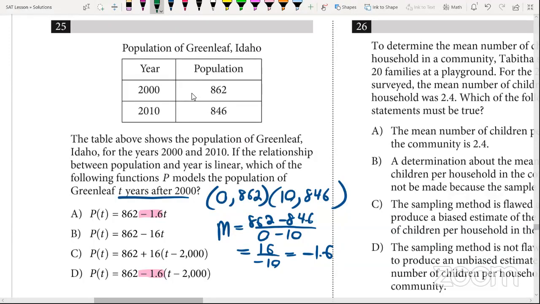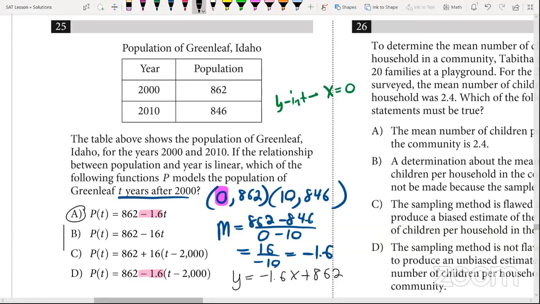Now, are we being given a slope and an intercept, or a point and a slope? Well, the y-intercept, which is the b in slope-intercept, is when x equals 0. And right here, we do have x equaling 0. So we can call 862 our y-intercept. So in y equals mx plus b, we have y equals negative 1.6x plus 862, which is exactly like choice A. They're using t and they're writing it with the 862 first, but it's the same thing.